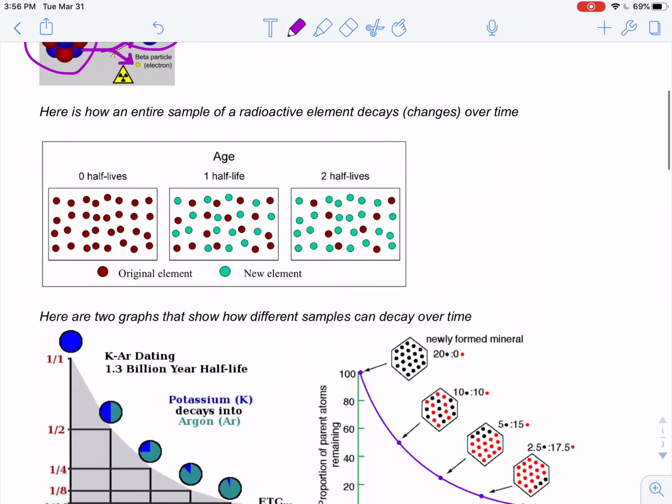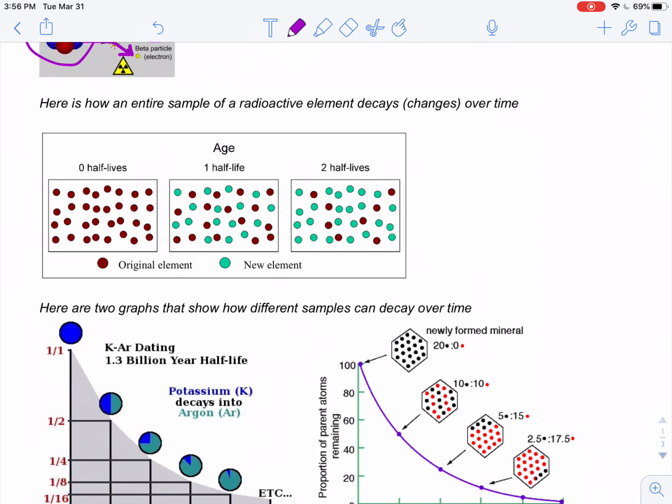So here's an example. Instead of thinking about just one atom now, let's think about many. Let's say we have this many atoms of our original element, and that you can see is here in red. And after one half-life, that is the amount of time it takes for half of the material to decay. So if we go this amount of time, you can see that half of those red dots have changed into green dots, and the green dot represents the new element. So after one half-life, half of the red dots have changed to green dots.